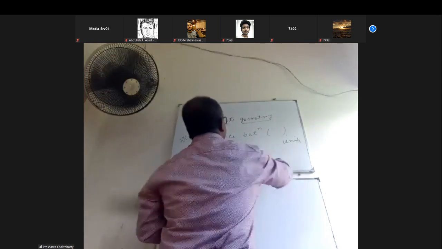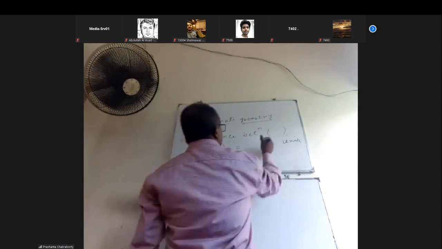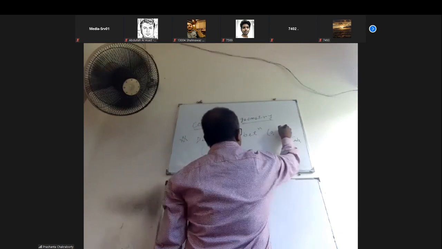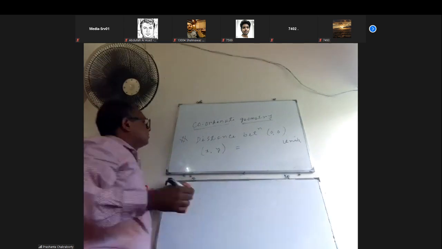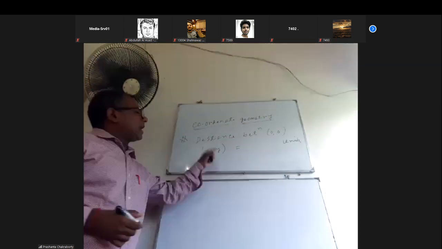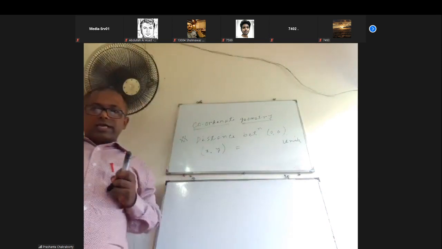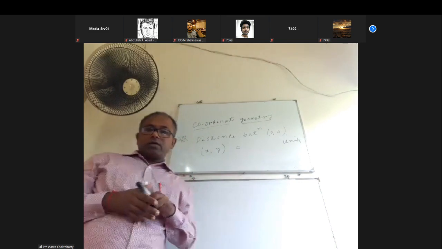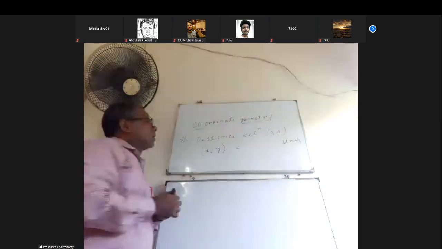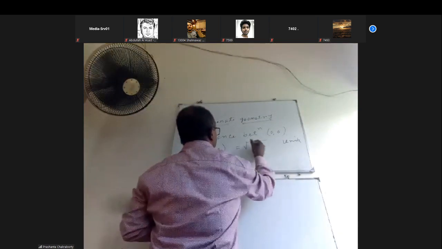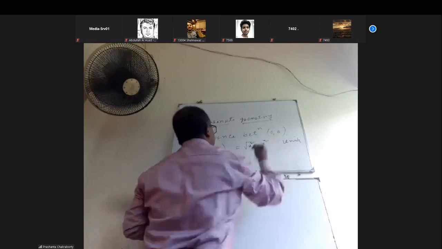Now, another formula, distance between (0, 0) and (x, y). (0, 0) is also known as the origin. Distance between (0, 0) and (x, y) equals square root of x squared plus y squared units.